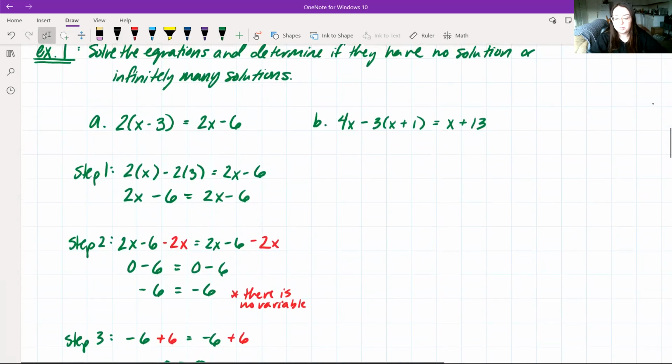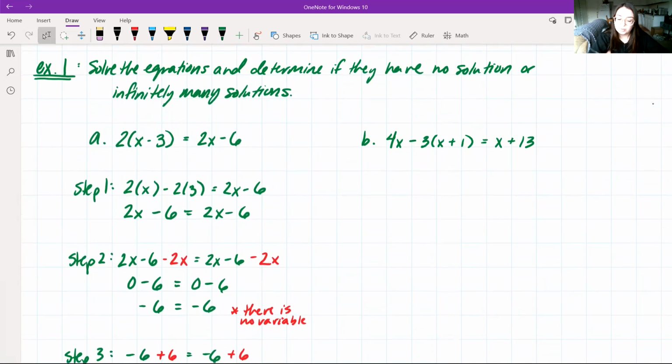Let's go ahead and do part B. Let's move it over a little bit so we have a little bit more room. So for part B, we're going to do the same thing. So let's start with our step 1. We want to clear out any parentheses, fractions, use our distributive property. So let's go ahead and do that. Combine like terms as well.